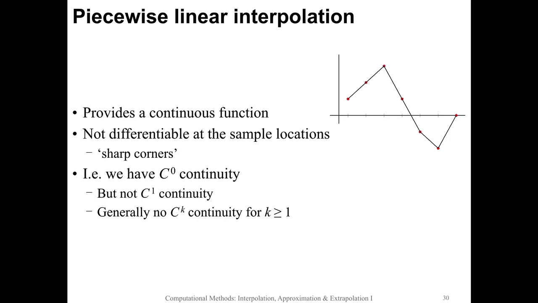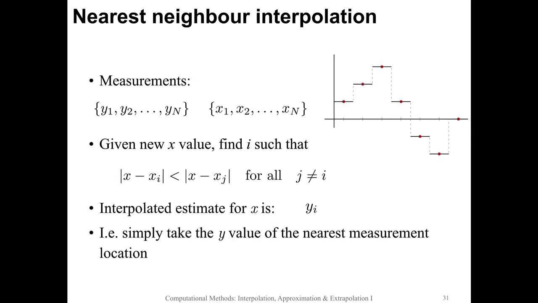Some notes about piecewise interpolation: mainly it does provide us with a continuous function. The whole function is completely joined up, there are no gaps in it, but it's not differentiable at the sample locations. We can see that there are little sharp corners at the sample locations. So in general, what we have is a continuous function, but it's not continuously differentiable. It's not a differentiable function. It's got some jags to it.